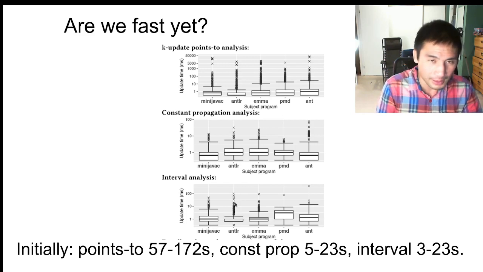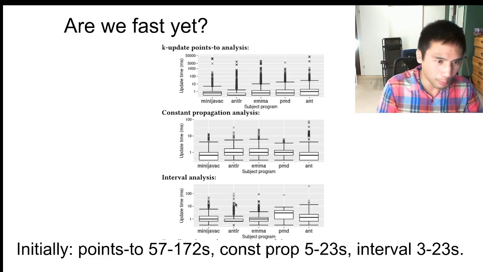So they're like, okay, look, some changes have large impact, but a lot of changes don't. Constant propagation is faster, so everything on average is below 10 milliseconds. And interval analysis is a bit more expensive than constant propagation, but not too bad. So most changes are, I think, or all changes are under 23 milliseconds.